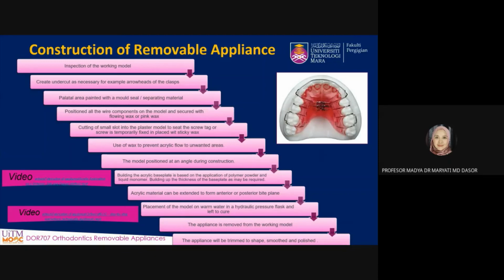The appliance is removed from the working model, then it will be trimmed to shape, smoothed and polished. Here we have two videos for you which highlight the application of the salt and pepper method, followed with the step-by-step fabrication of removable appliance. Enjoy.